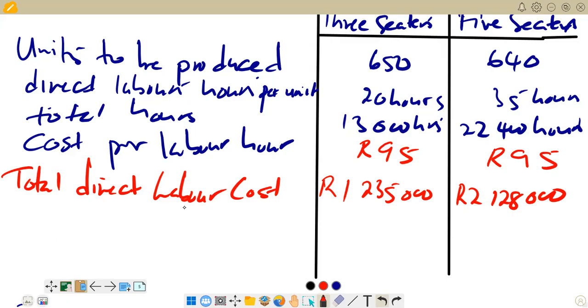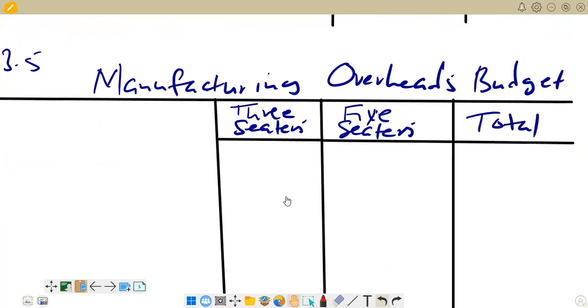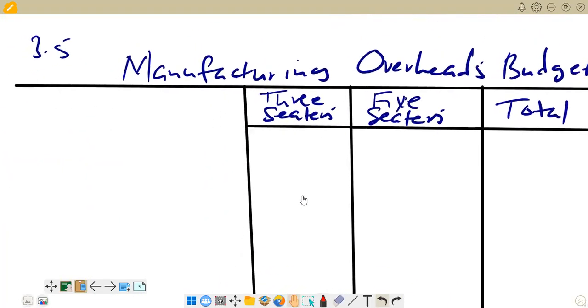So we are only left with our manufacturing overheads budget. Remember, to get the total manufacturing cost, we need to know the variable cost and fixed cost. Then we add the two to get the total. So basically, the final figure that we are looking for in the manufacturing overheads budget is the total manufacturing overheads.